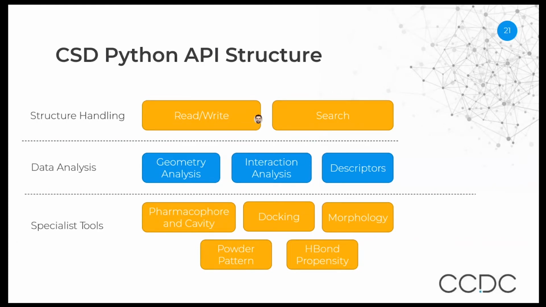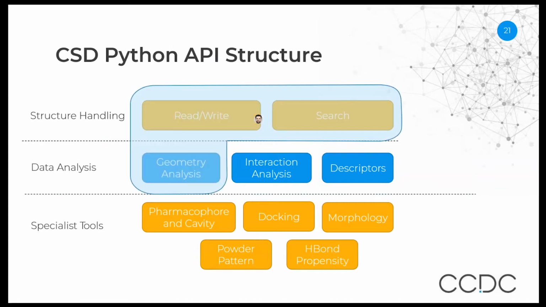And then below that, again, we have specialist tools. These are things that utilize the data analysis layer. So pharmacophore and cavity, docking, morphology, powder patterns, hydrogen propensity, and there are many, many more, and I invite you to check out the documentation for them. But these are to be used by people who are specifically looking for them. So what we're going to be focusing on is predominantly these two. And in the handout, you're going to be doing some of the geometry analysis as well. So I hope you're excited for that, because you get a pretty graph at the end of it.